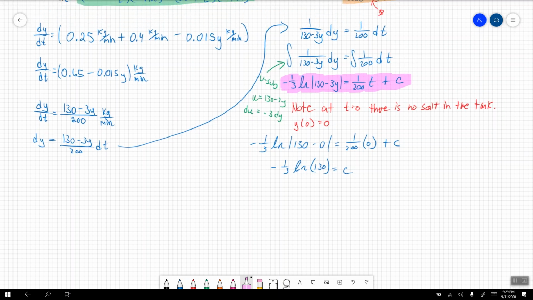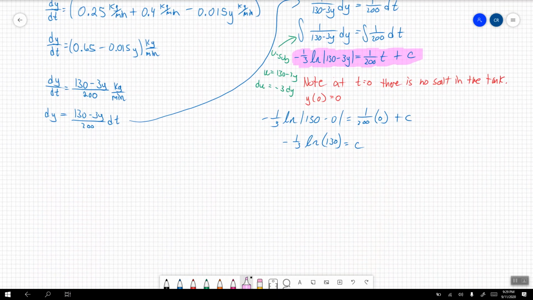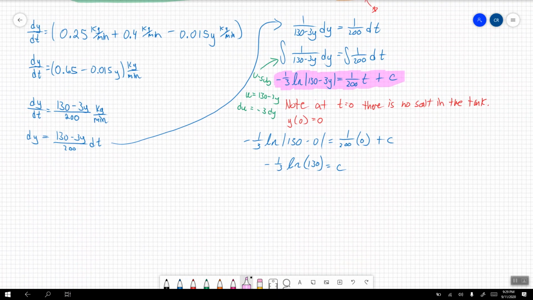Making sure I haven't used this color so far. Okay, pretty good so far. I'm going to use that down here. So that's negative 1/3 natural log of the absolute value of 130 minus 3y is equal to 1 over 200t. Remember, plus c is now this constant that we have as negative 1/3 natural log of 130.